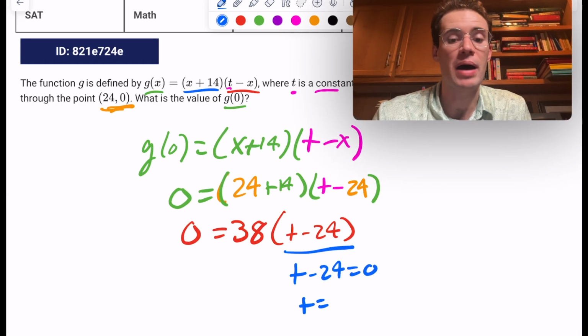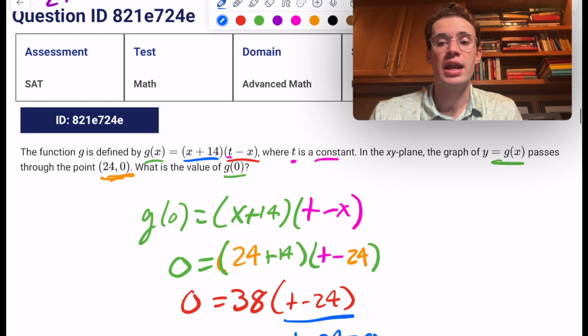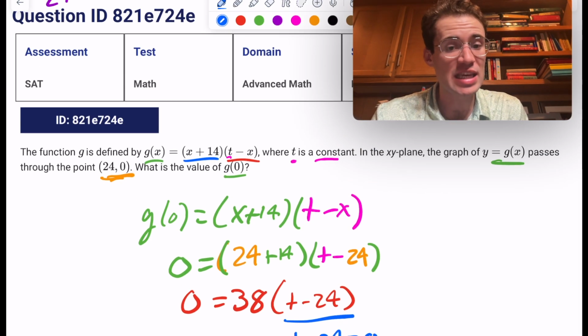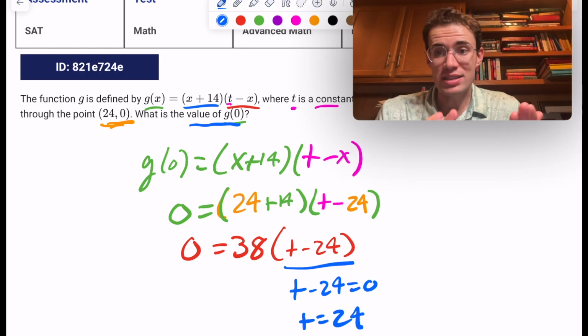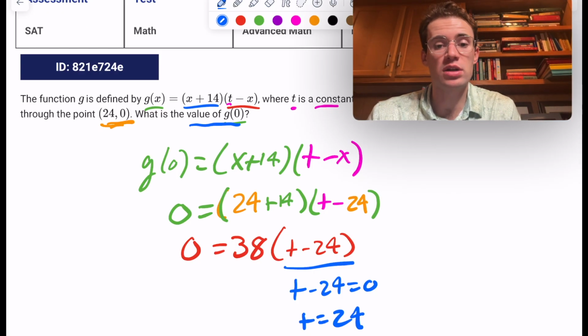When t is equal to positive 24, 24 minus 24 is 0. So we know that t is equal to 24. Now be careful, they're not asking what's the value of t, they're asking what's the value of g of 0. Well, we can plug in 0 for x, and now we know that 24 is the value of t.